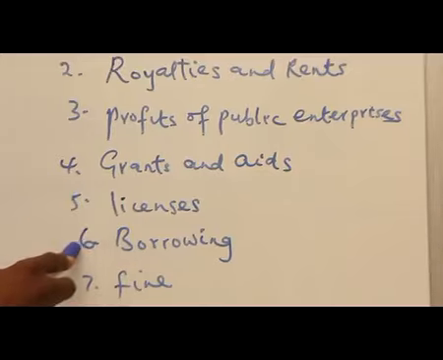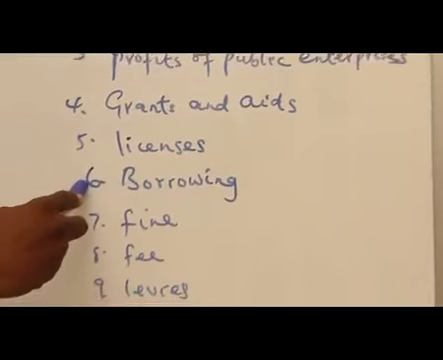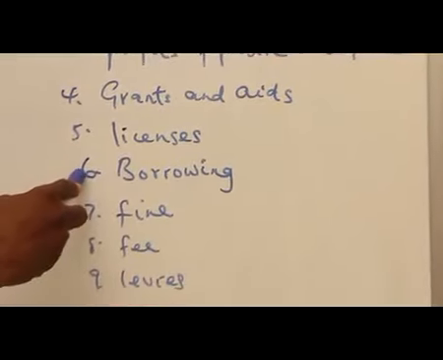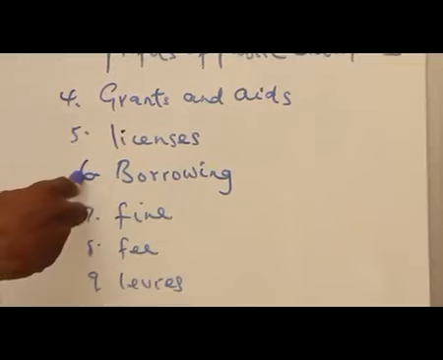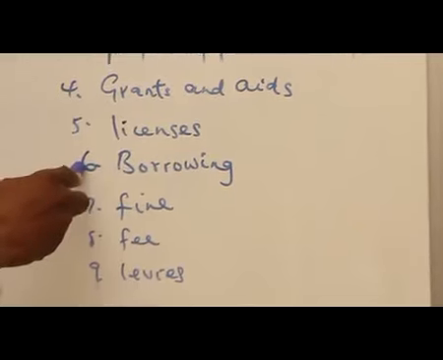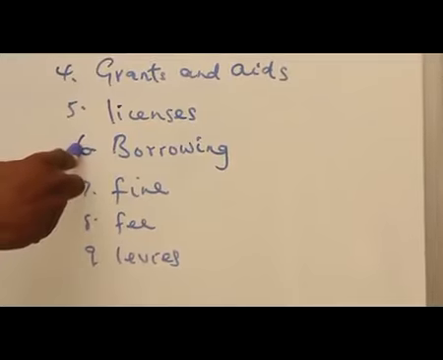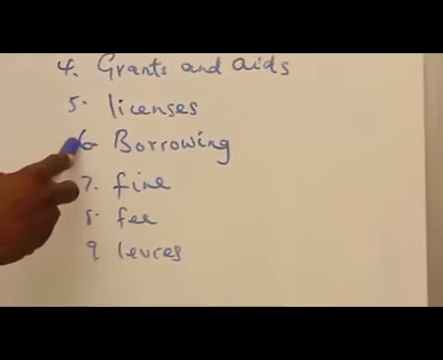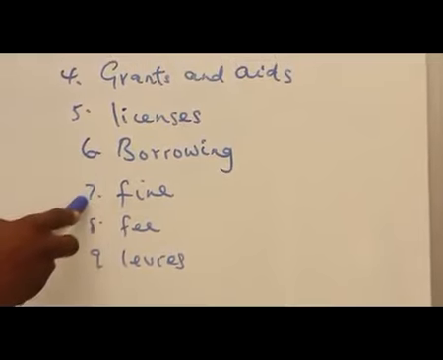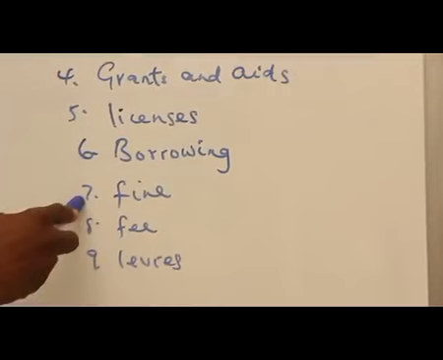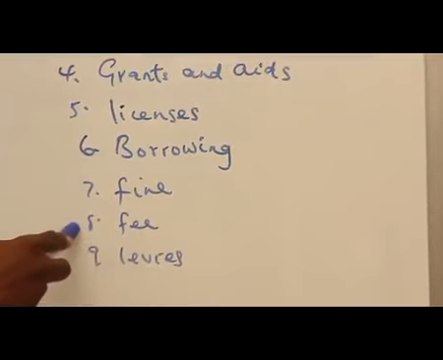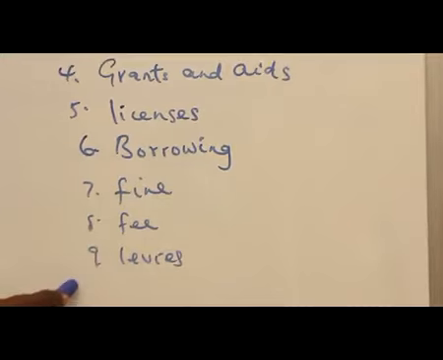The next one is borrowing. Borrowing can either be internal or external. When you say internal, this is when government borrows from banks and other financial institutions within the country. But external borrowing is getting the fund from outside the country. So it's still a source of our government revenue. Fines are another source of government revenue. Fees are another source of government revenue. And levies are also another source of government revenue. All these are our sources of government revenue.